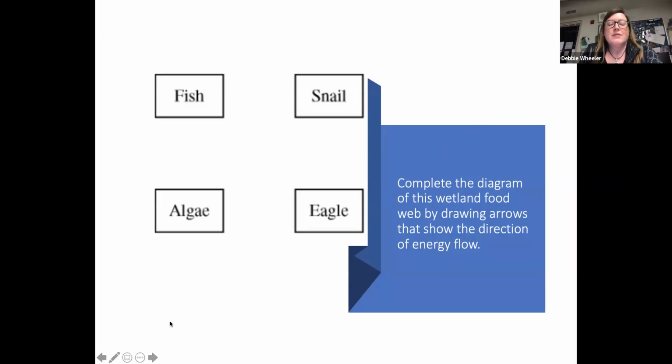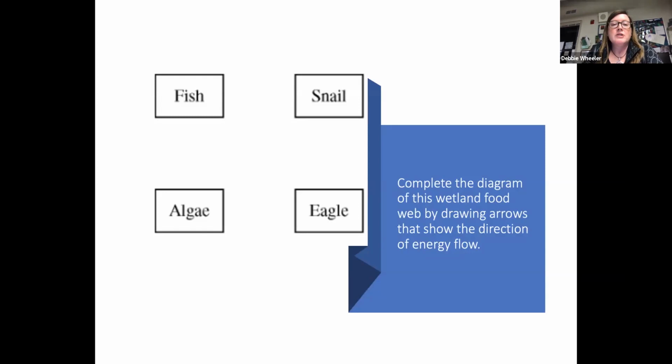So I'm going to start with my producer. So can you type in what our producer is, where we need to start? Yep, algae, absolutely. See lots of algae. So I'm going to start at algae, and where should I go from there? What's going to eat the algae? Snail, definitely. One other organism will also eat algae. Fish, excellent. What's going to eat my fish?